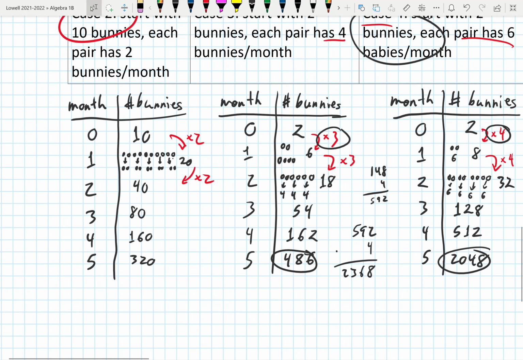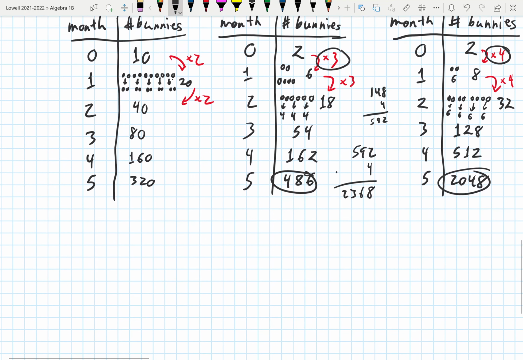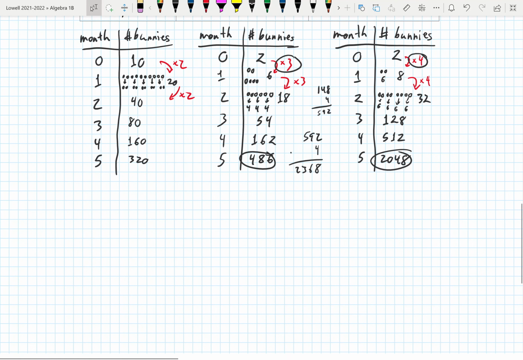So we're just going to do case 2 here. Okay. So I'm just going to graph it from 0 to 5 months. I'll try to get this as accurate as possible, so we do want to make this kind of helpful.